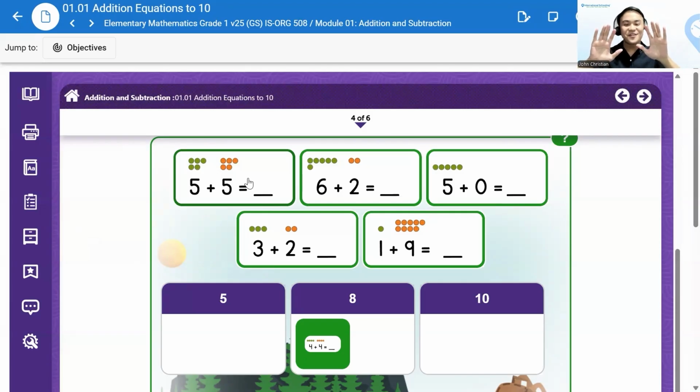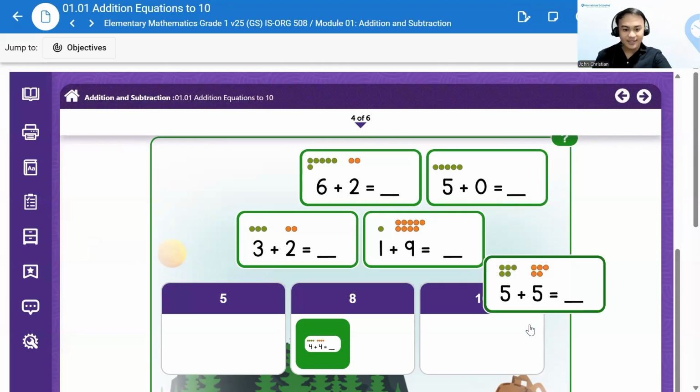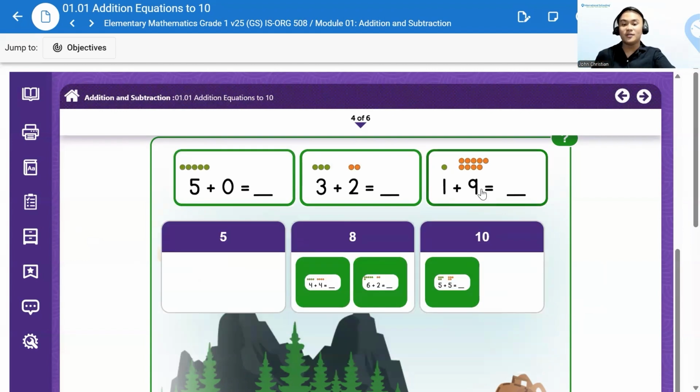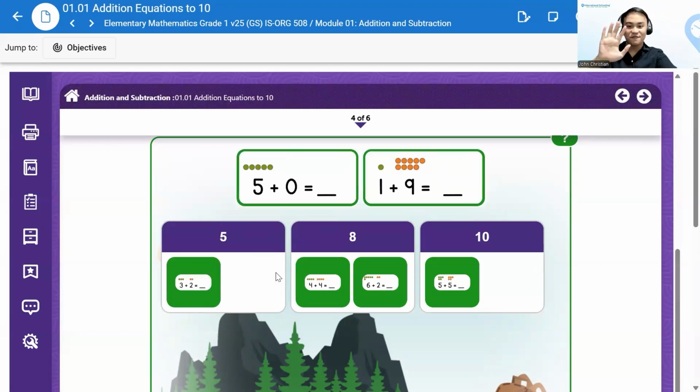The answer is, very good, 10. How about 6 plus 2? We're going to start from 6. 6, 7, and 8. The answer is, very good, 8. How about 3 plus 2? We're going to start from 3. 3, 4, 5. The correct answer is 5.